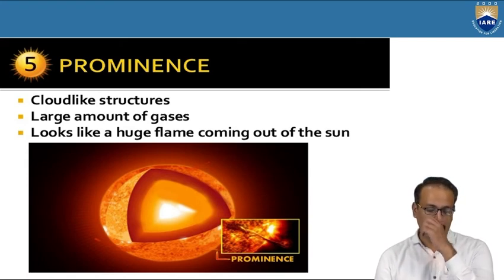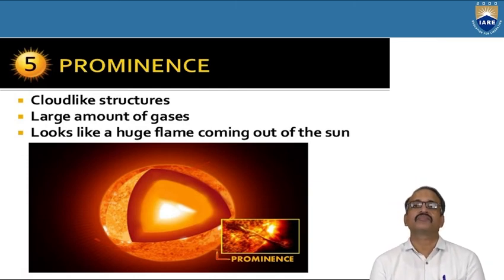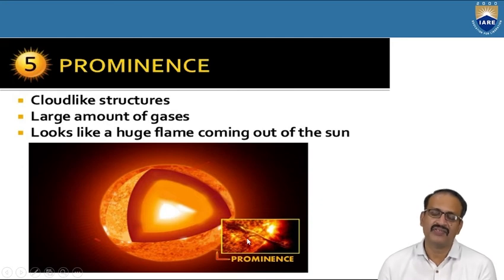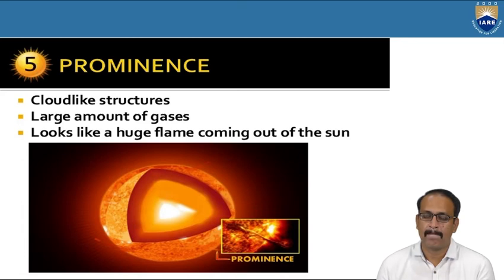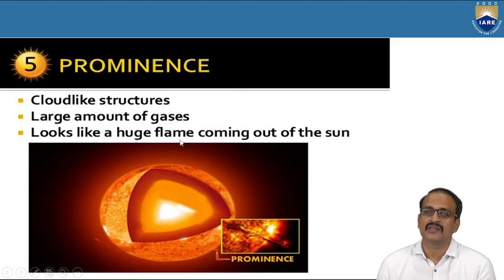So it is a cloud-like structure. You can observe here, the small part. If you go closer, it will be like a cloud-like structure. But we are not saying it is the surface of the sun. So, a cloud-like structure, a large amount of gases, looks like a huge flame coming out of the sun.